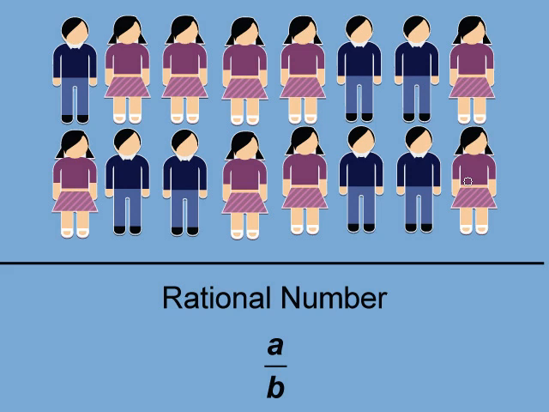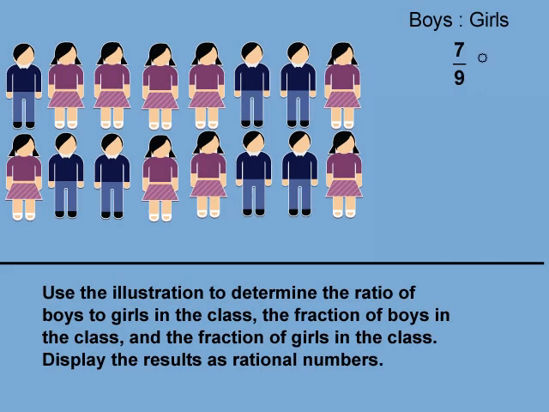So the ratio of boys to girls is shown here. The ratio is 7/9 or 7 to 9. This is a rational number since it meets the definition of a ratio of two integers, here and here.